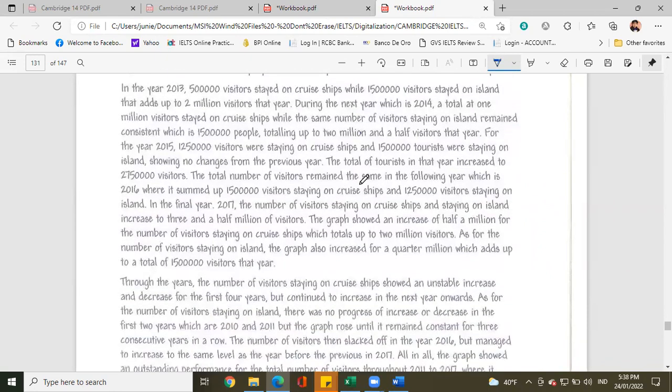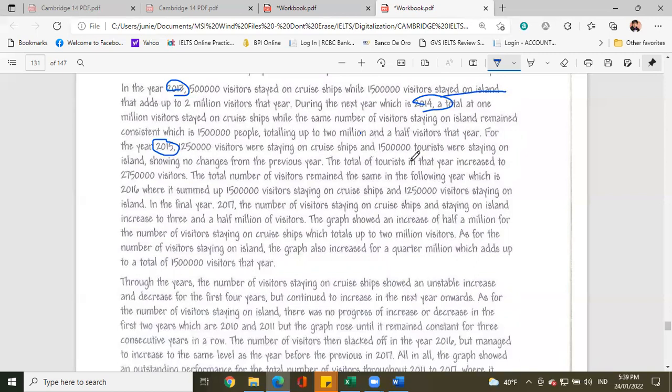In the year 2013, 500,000 visitors stayed on cruise ships while 1.5 million visitors stayed on islands. Nainis ako sa mga ganyan. That adds up to 2 million visitors that year. During the next year, which is 2014, a total of 1 million visitors stayed on cruise ships, while the same number of visitors staying on island remained consistent, which is totaling up to 2.5 million visitors that year. For the year 2015, malapit na siya matapos. 1.25 million visitors were staying on cruise ships and 1.5 million tourists were staying on islands, showing no changes from the previous year. This is so mechanical. This is like a robot.